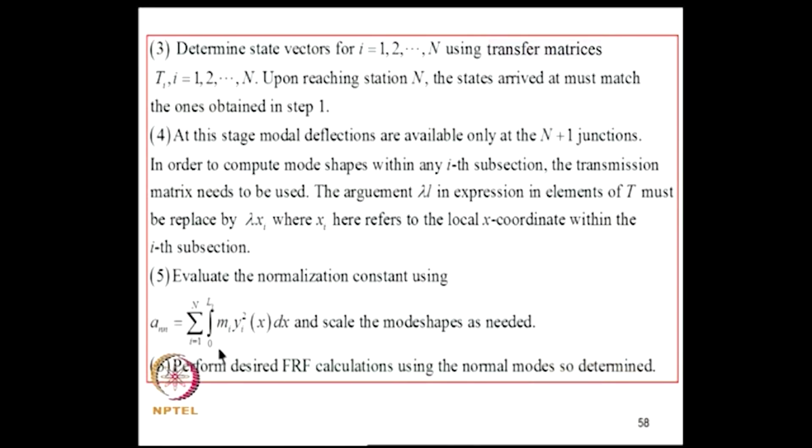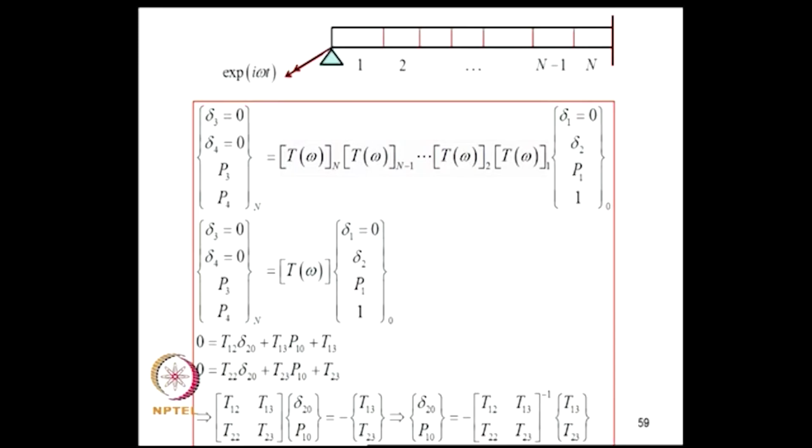Once the mode shapes are obtained, you can do a frequency response function calculation in terms of modal superposition. But if you are not interested in calculating mode shapes, you can directly do the response analysis without computing the mode shape. So how do you do that? To explain that, let us consider the same problem. At one end I apply a harmonic moment e raised to i omega t. I want to analyze the response of this system. The system has n piecewise uniform beam sections which are all not identical.